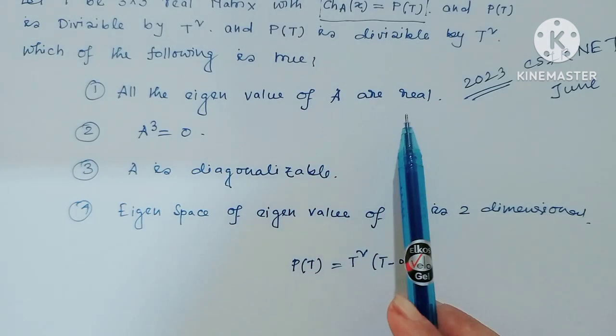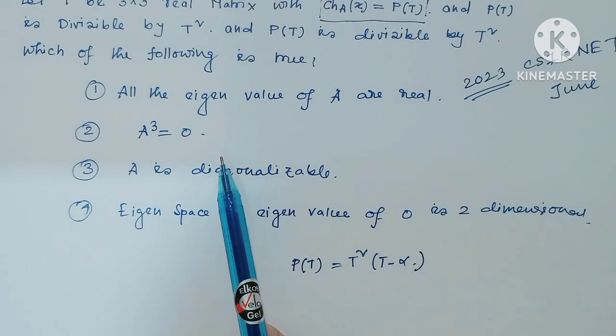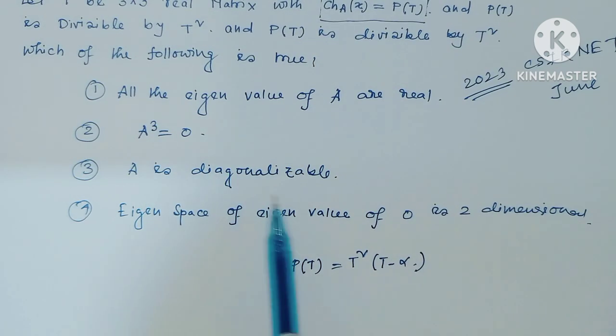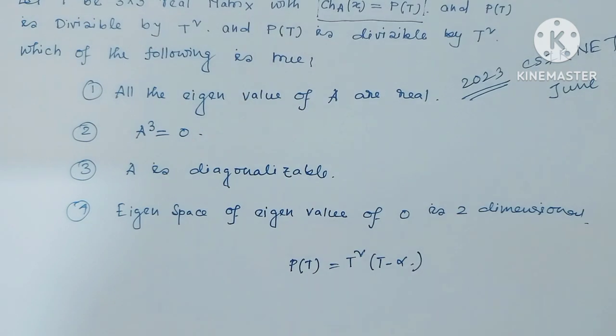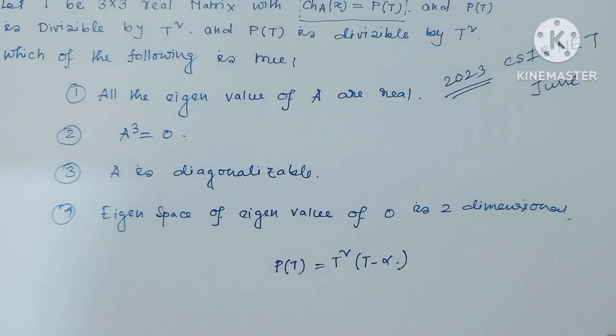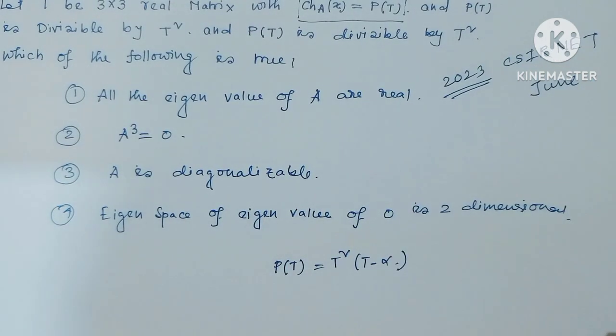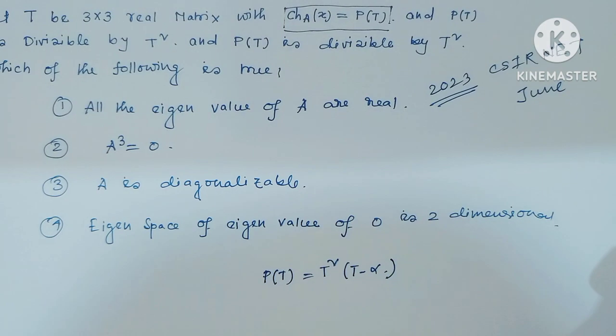Option 1, all the eigenvalues of A are real. Option 2, A cube equals 0. Option 3, A is diagonalizable. And option 4, the eigenspace of the eigenvalue 0 is 2-dimensional.